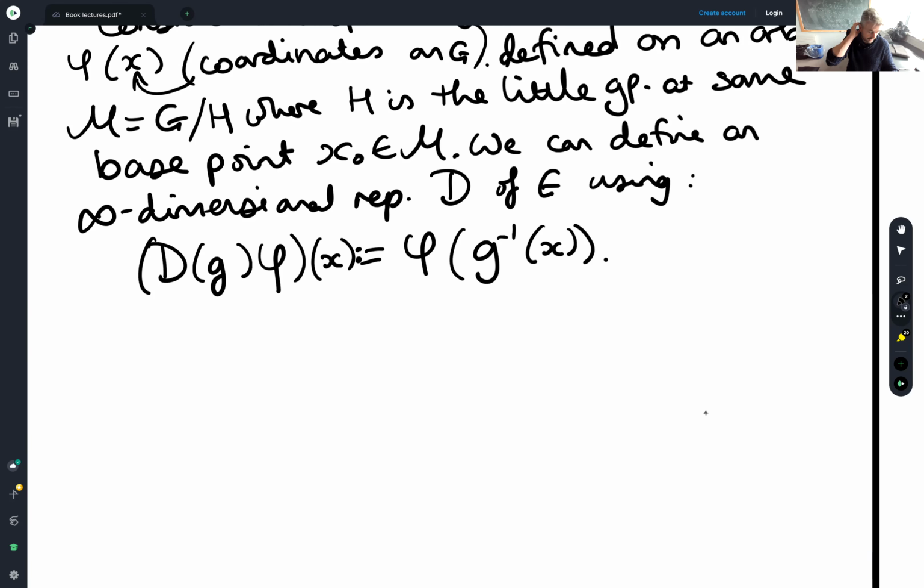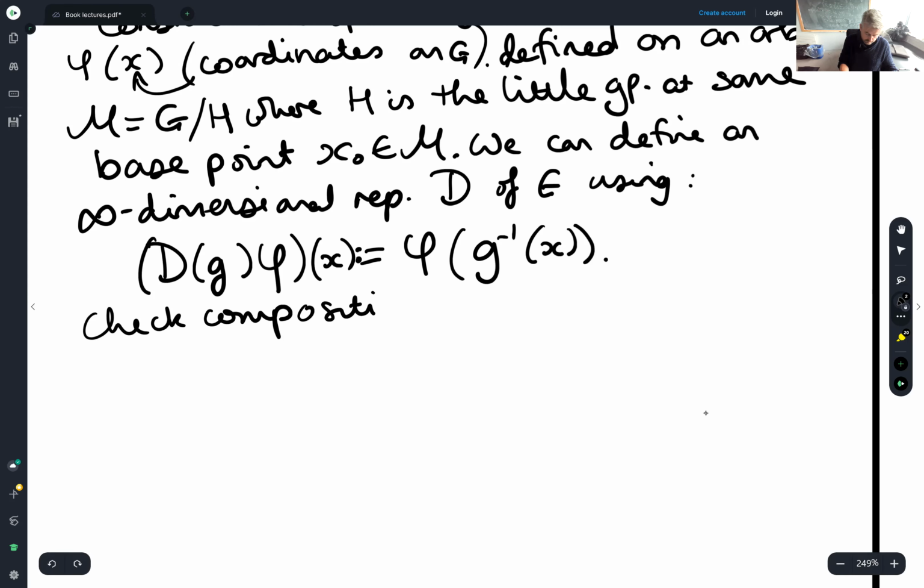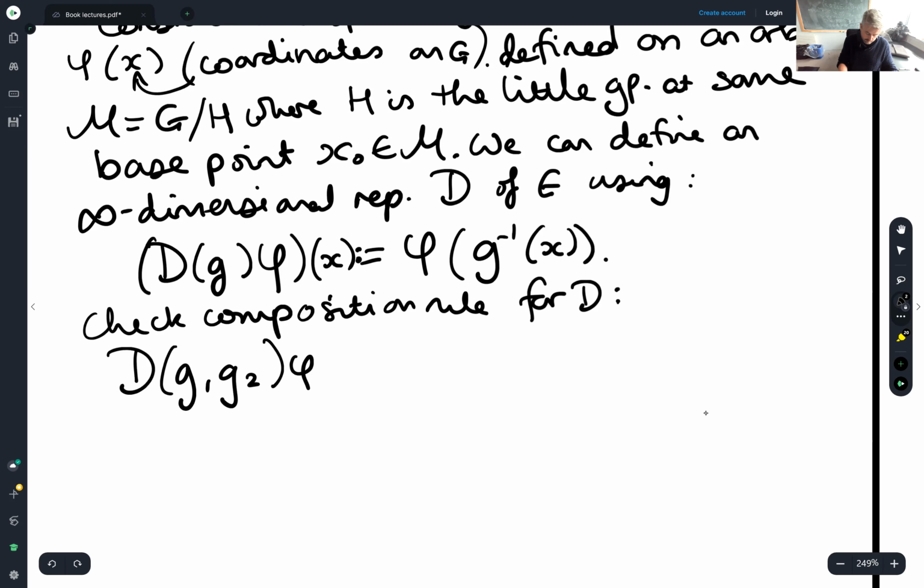We must check that this is a group, so we have to check the group composition rule. We know what that must be, and we have to obtain this result.